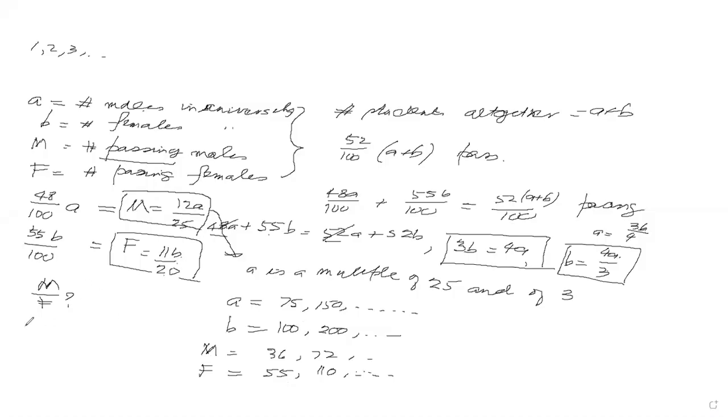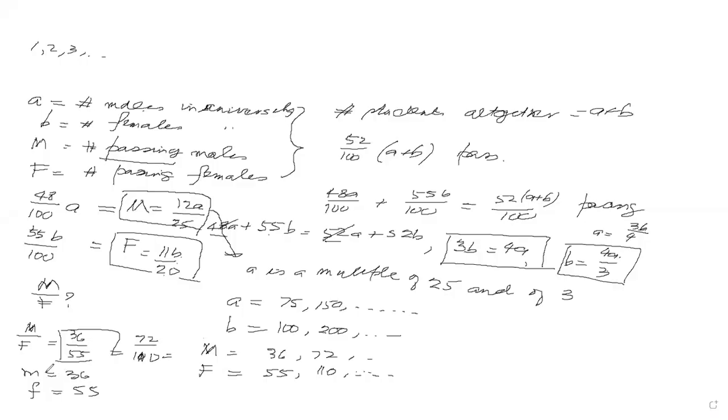Okay, so we need to work out M over F. You'll see the possible values are 36 over 55 or 72 over 110. There are lots of possibilities, and so on. But we are looking for the small m and the small f, which is in lowest terms. In the other ones, you can cancel the 2's here, or if you take the 3 times, you can cancel the 3's. So those are not in lowest terms. This is the only one which is in lowest terms. So the small m must be 36, and the small f must be 55.